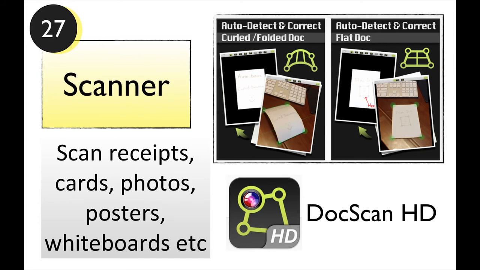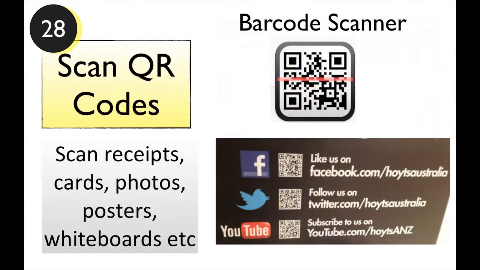And it will even do curvy pictures. So you can see in the picture up there, it'll detect and correct curled receipts. So if you've scrunched it up in your pocket, it will find all the bits that are relevant. DocScan HD, I recommend it.